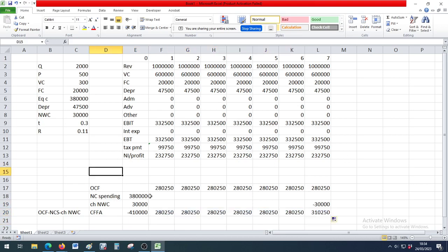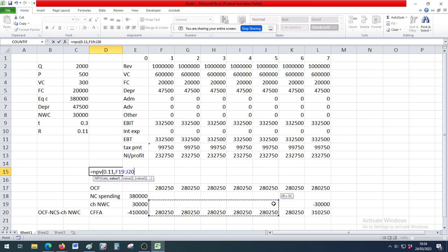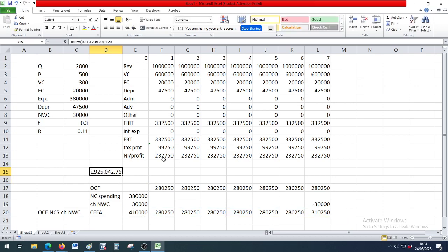Okay, now let's calculate NPV equals NPV, open the brackets, rate. So our rate is 11%. And the values. Again, it's funny how NPV was programmed into Excel. We start from value 1, not from value 0. Value 1 is here, so we enter all of these values. And we have to add the original cost by hand. There it is.